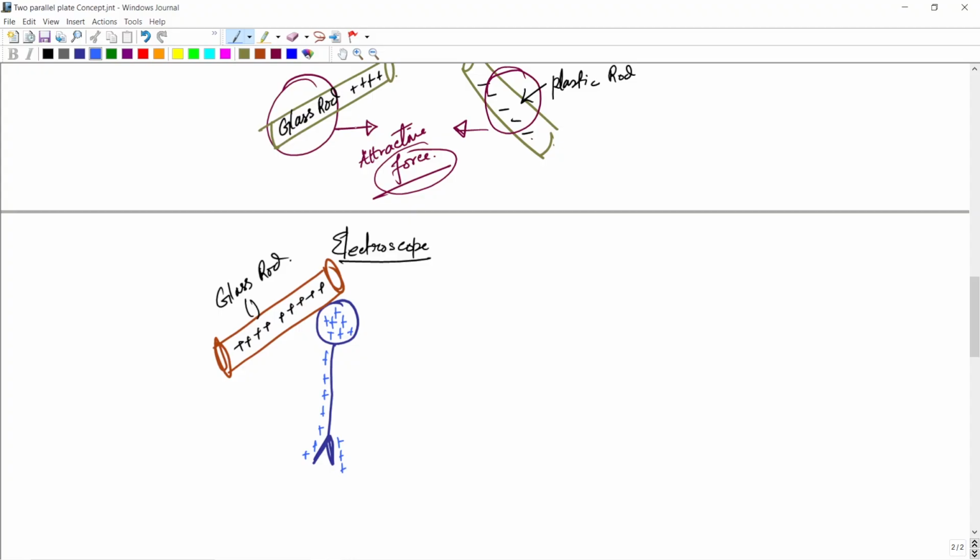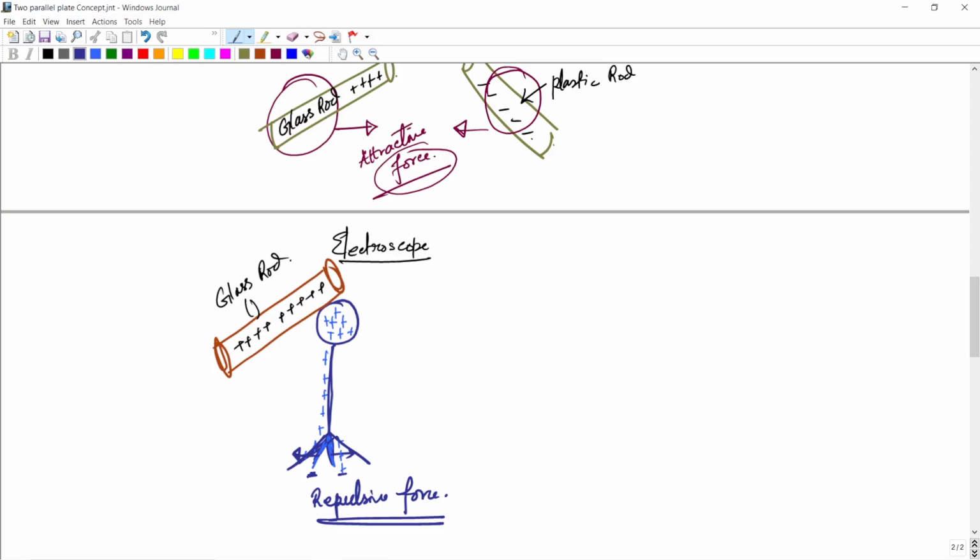After touching, we see very carefully that the two ends of the rod move. They look like they are spread. Why? Because the two legs have the same charge, so there is some repulsive force, and due to that repulsive force they move away from each other.